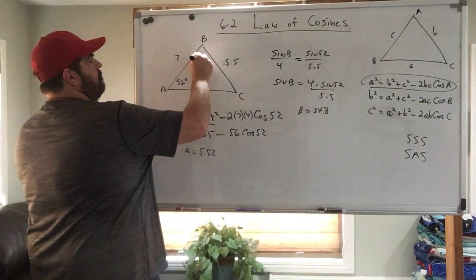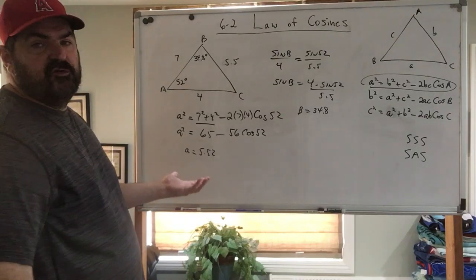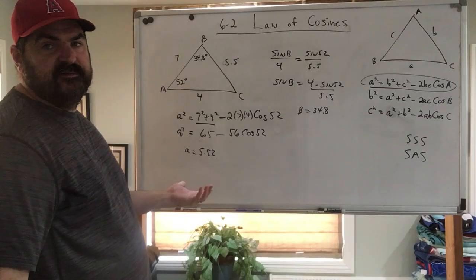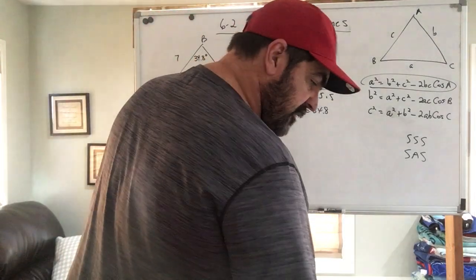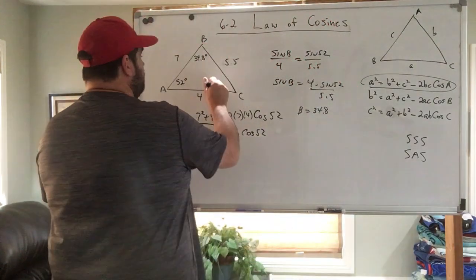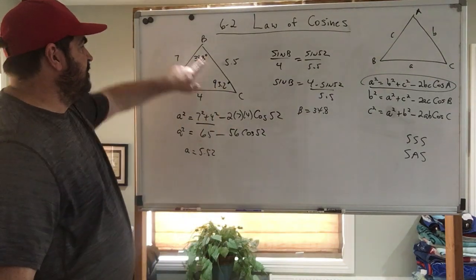So now I have that angle. Now I only have to do it twice. Whatever I do, I have to do twice, because the third angle is what's left over. So 93.2. And then you find the third angle, because they have to add to 180.